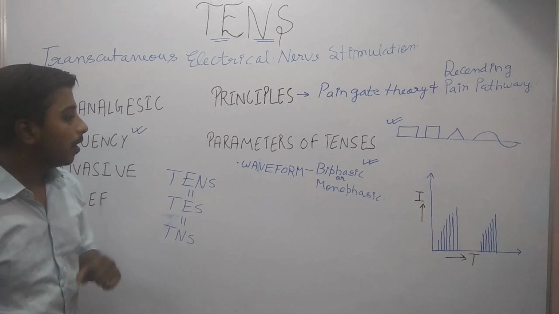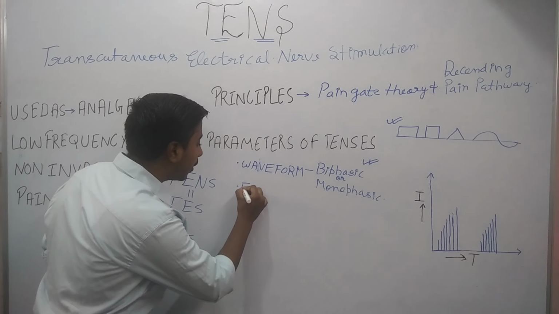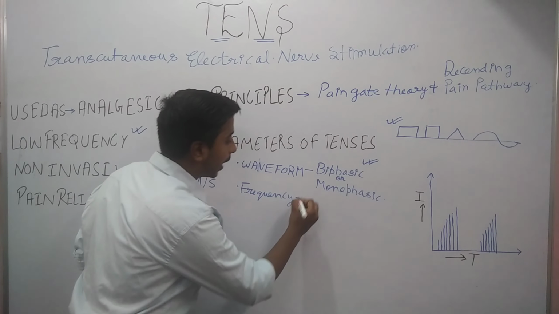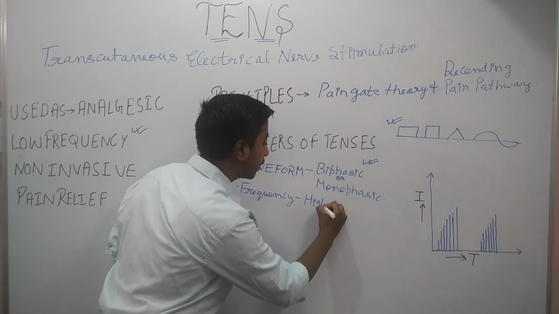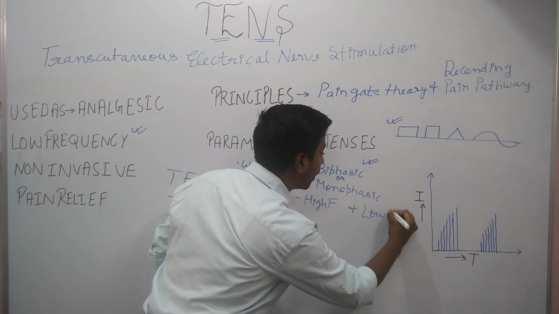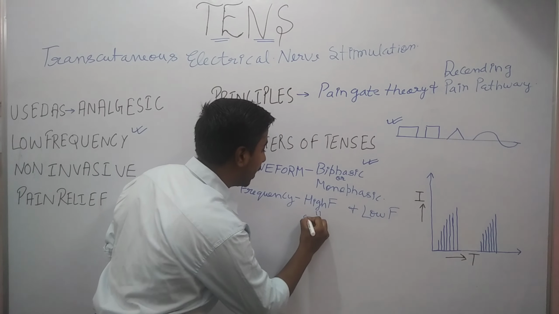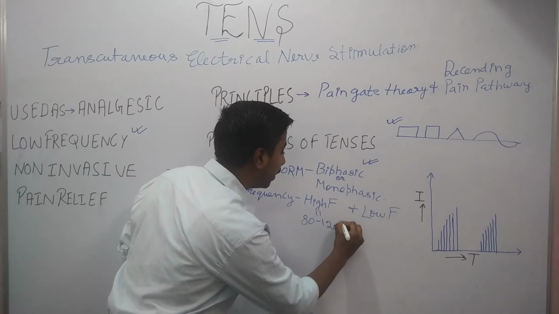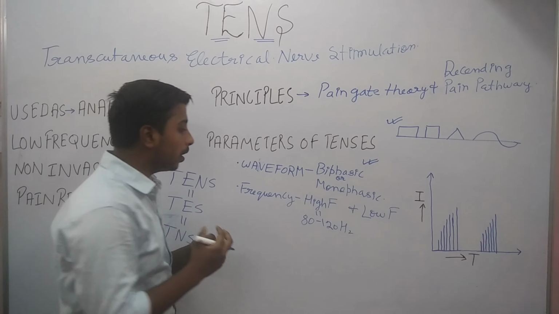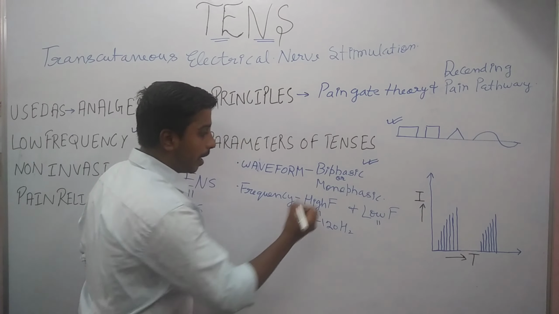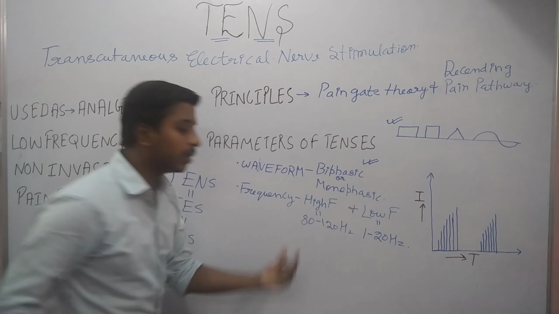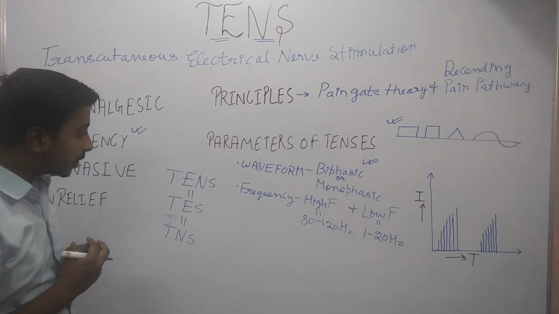Then we will move toward frequency. It can be either high frequency or low frequency. High means 80 to 120 Hertz, which is used in high TENS for acute pain or acute conditions. Low frequency means 1 to 20 Hertz, which is used in chronic conditions.